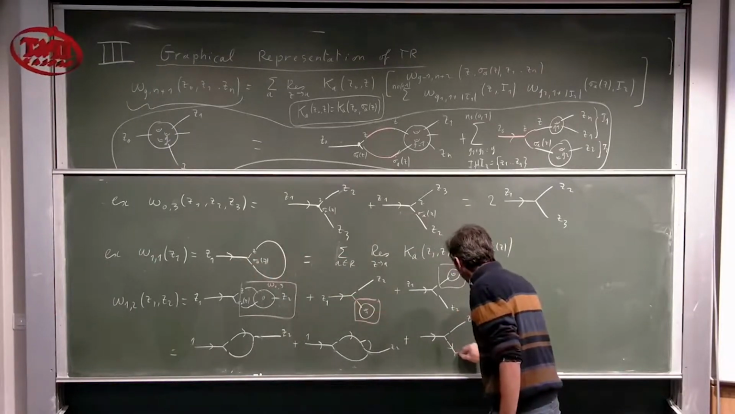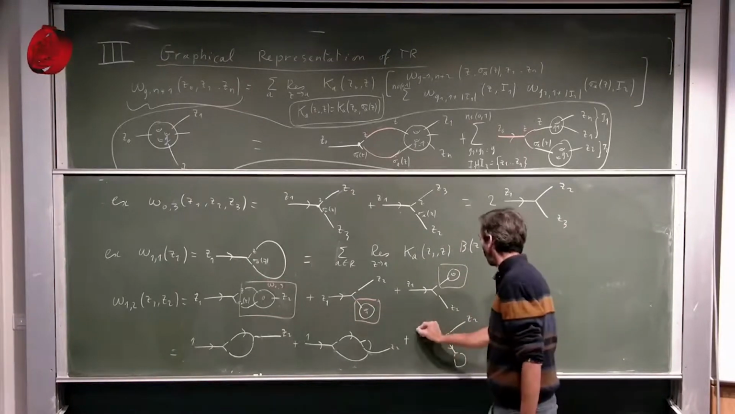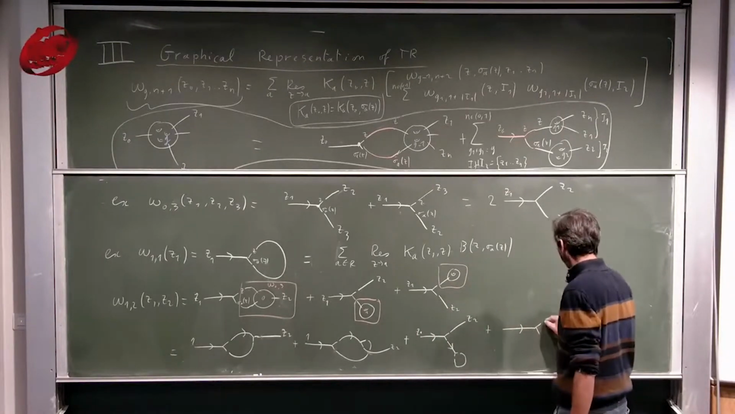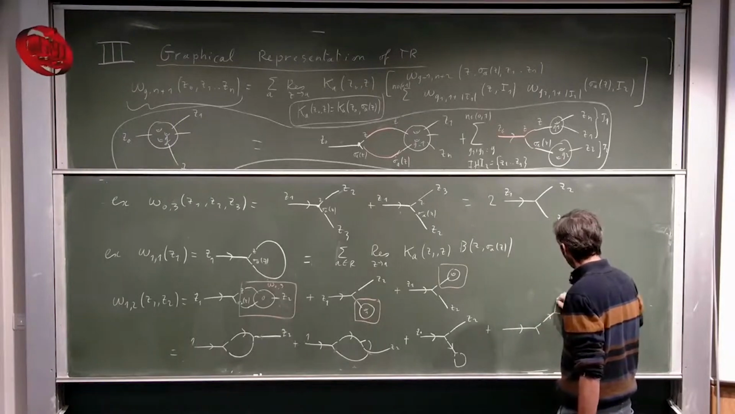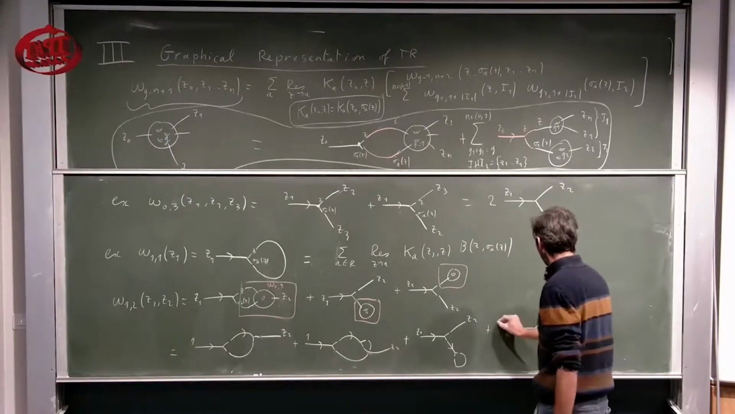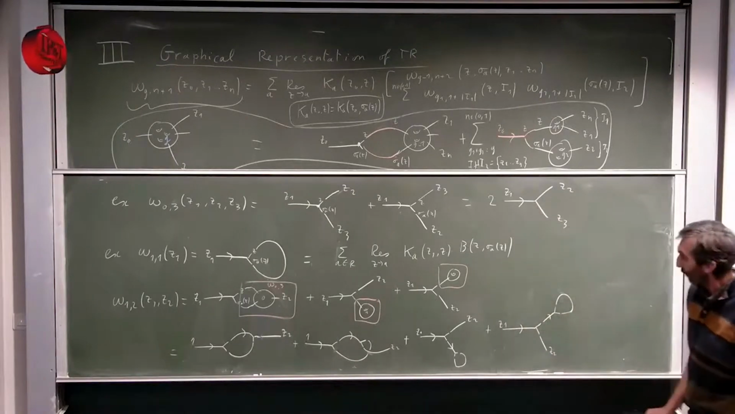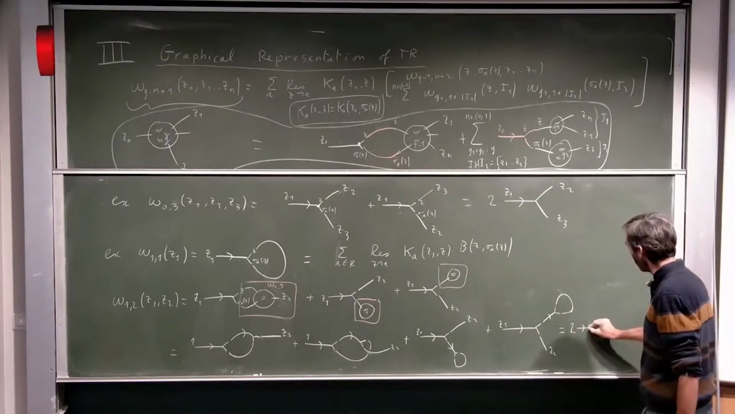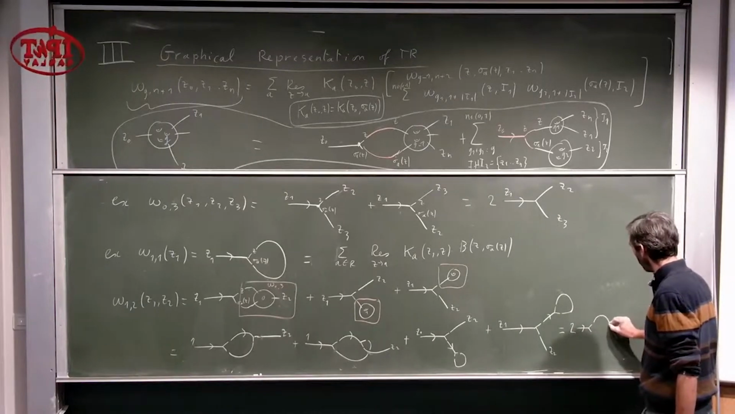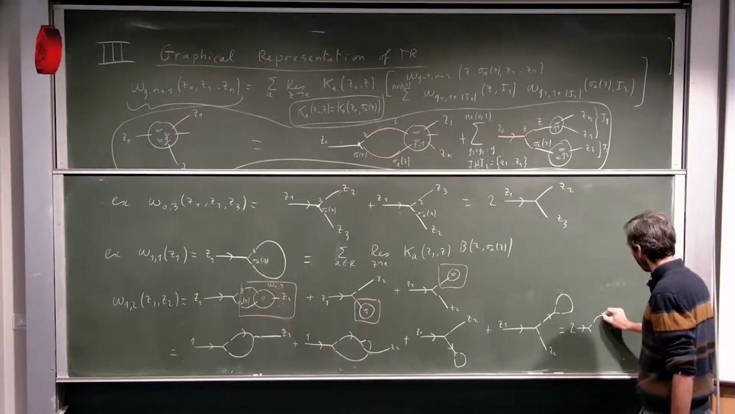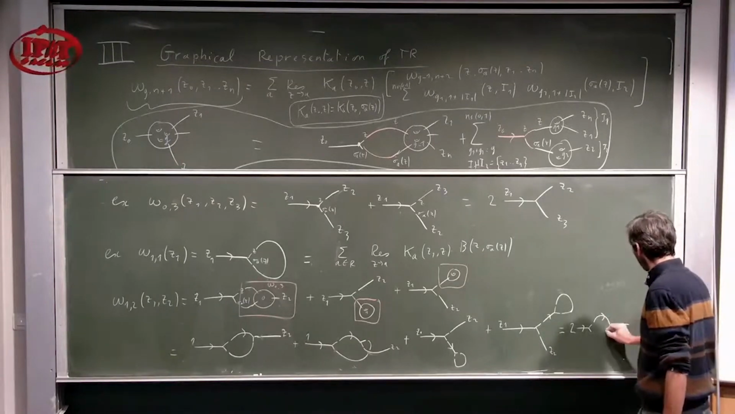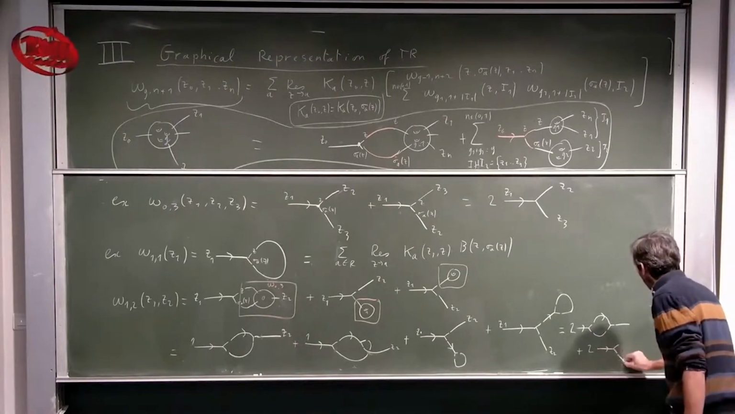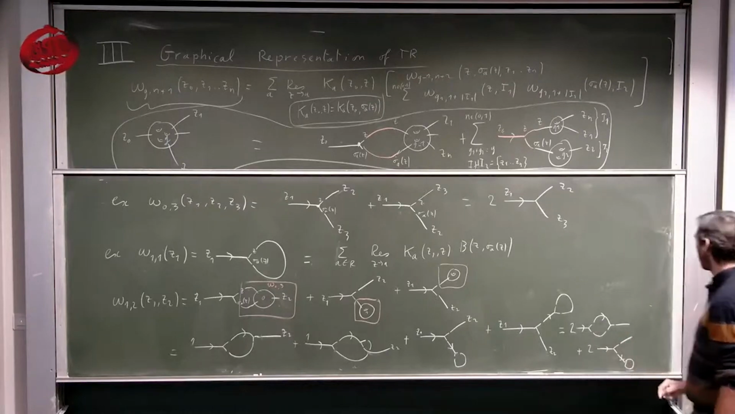So there is an edge. On this graph, so indeed with the symmetry, all this is equal to 2 times this graph. So, plus 2 times this graph. Okay.